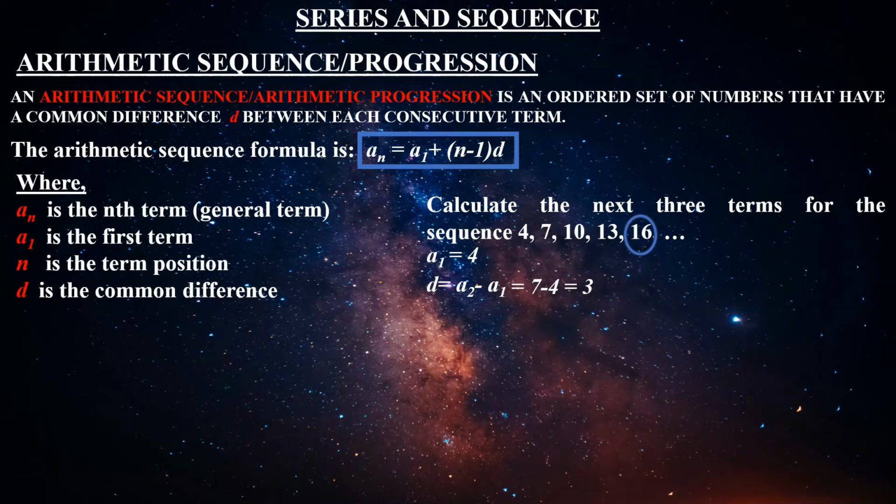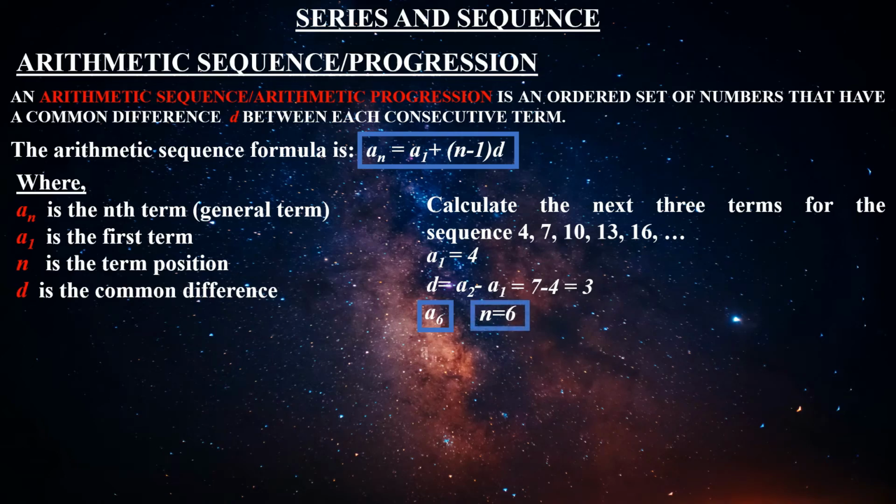So the next term is going to be the 6th. So we're going to find a6, right? That's what I'm going to find. Okay, so now let's use our formula. We have our formula. So in this case, the term position is 6, like what we said, n is the term position, so it's the 6th term. That's what I want to find, right?